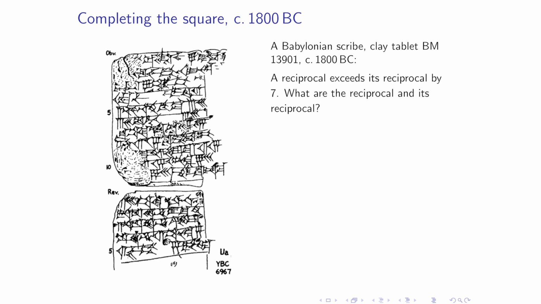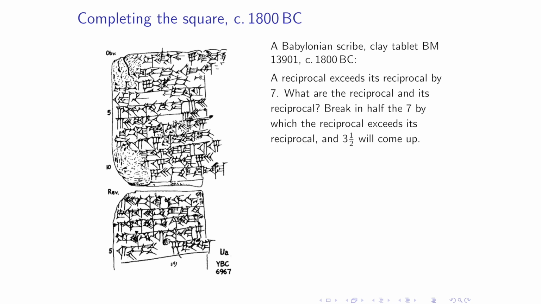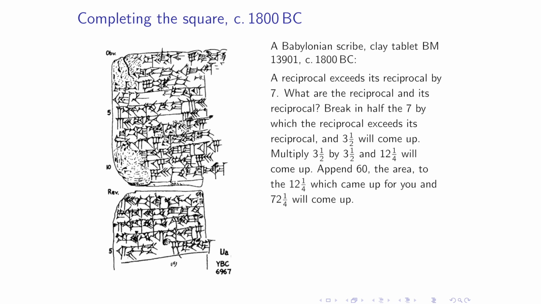Okay, so how do we start? Well, 7 is one of the only things we can get hold of. So we're told that we break the 7 in half, and that gives us 3.5. We multiply the 3.5 by 3.5, and we get 12.25. We append 60, which interestingly is referred to as the area, to 12.25, and we get 72.25. And then, still perhaps thinking of this as an area, we're asked, what is the square side of 72.25? So what is the square root of 72.25?